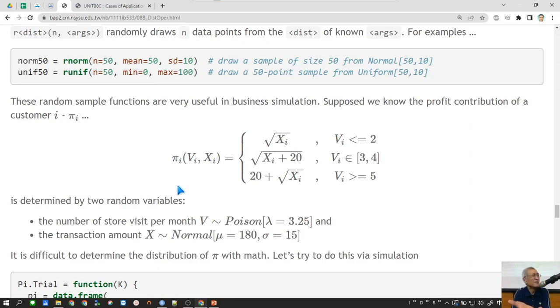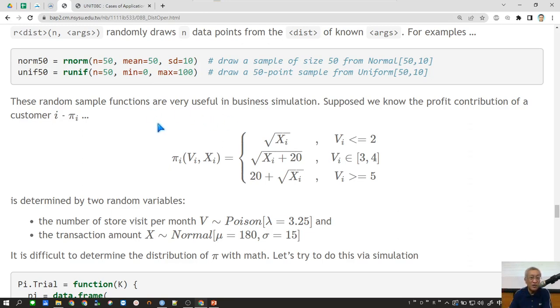It's very complicated, right? If you learned probability mathematics and you are in the department of mathematics or statistics, you might know how to calculate this, to derive the distribution of pi given the distribution of V and X. This is not actually very difficult, but in the business scenario, from time to time, you will run into a situation like that.